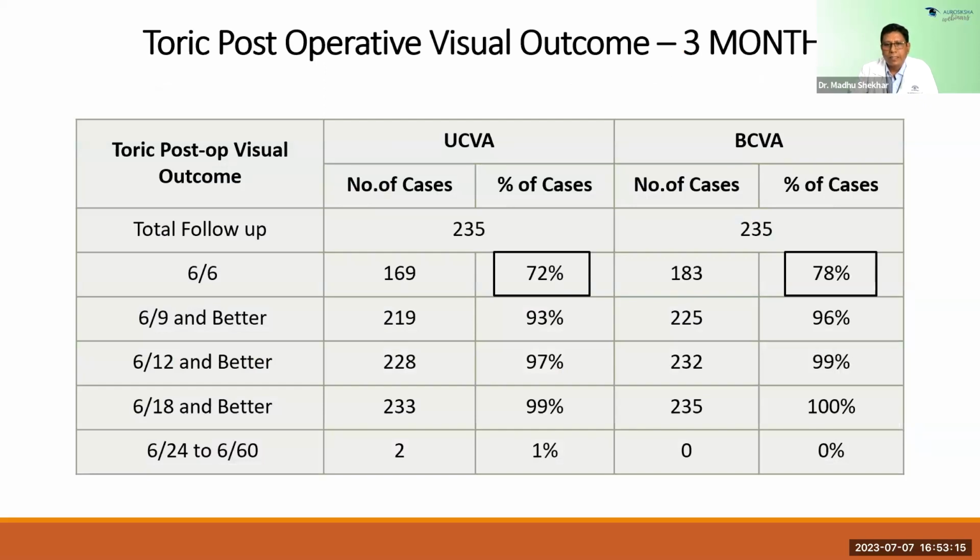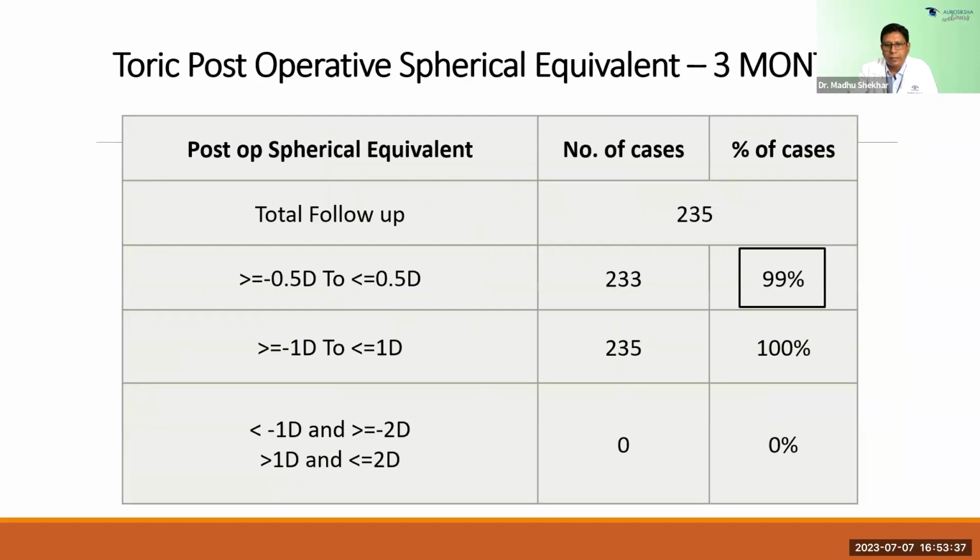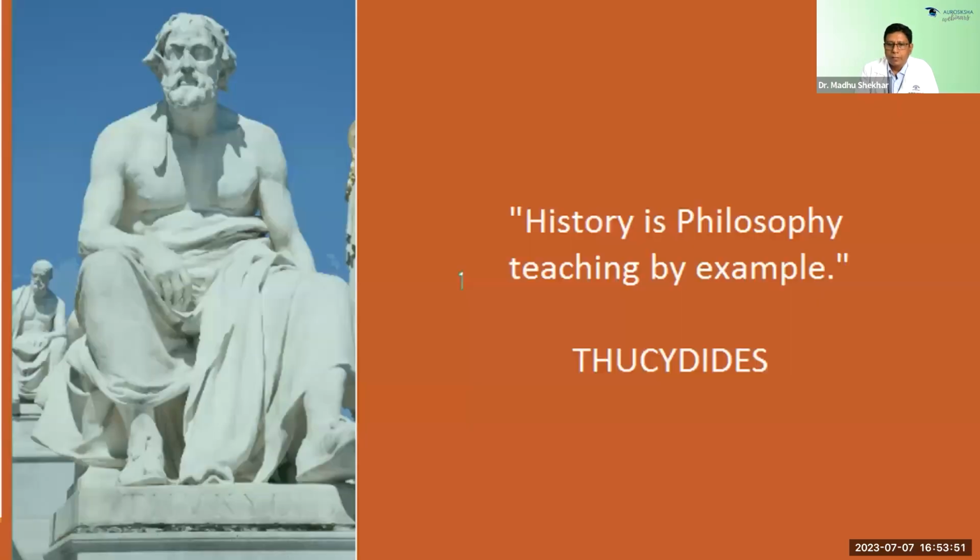In this case, you can see our toric IOL outcome at 3 months: 6/6 vision is 72% and best corrected visual acuity is 78%. So 93% of patients have better than 6/9. By keeping a record of all data, you can analyze and see. And for post-op spherical equivalent of toric IOL, you can see that plus or minus 0.5 diopter of spherical equivalent is around 90%. That means it is satisfactory. So we can learn by some examples.